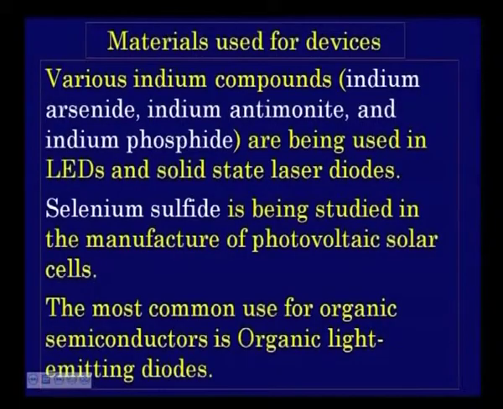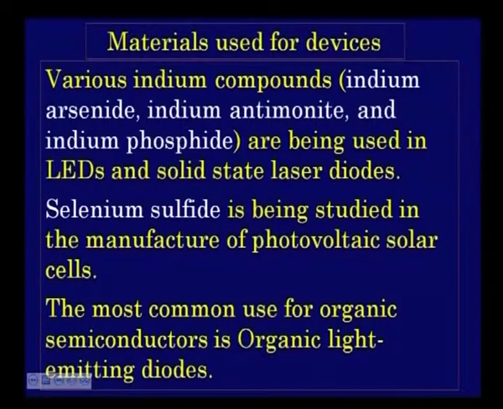So, the materials used are indium arsenide, other systems are indium compounds, right, indium arsenide, indium antimonide and indium phosphide, and also selenium sulphide. Now, the earlier ones are used for LEDs, whereas selenium sulphide is being used for manufacture of photovoltaic solar cells.